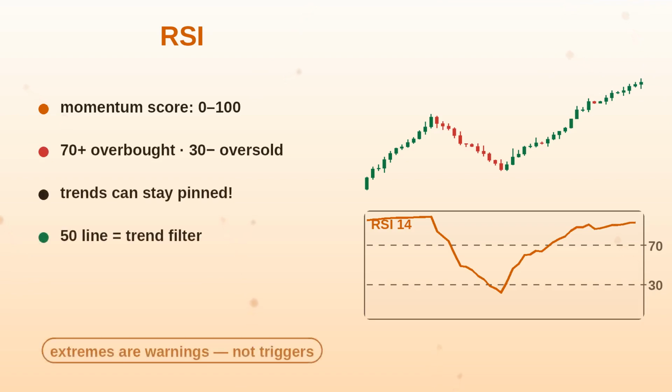In a strong trend, RSI can stay pinned above 70 for weeks while price keeps climbing. Use the 50 line as your trend filter. Above 50, bulls control, below, bears do. Extremes are warnings, not triggers.